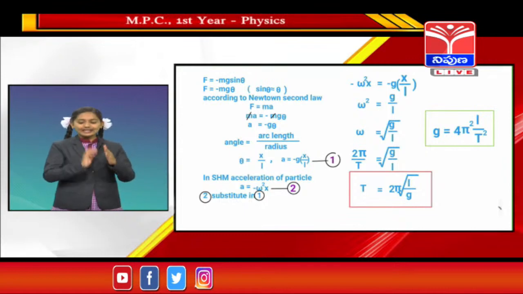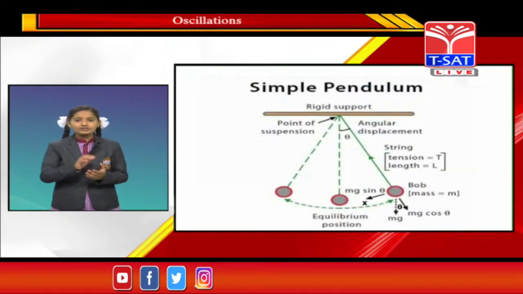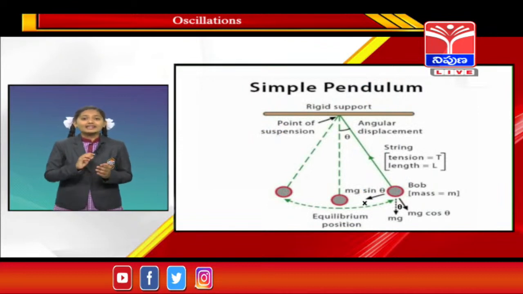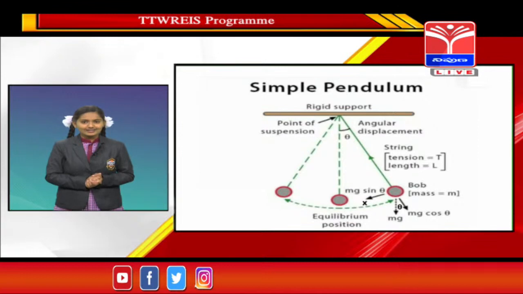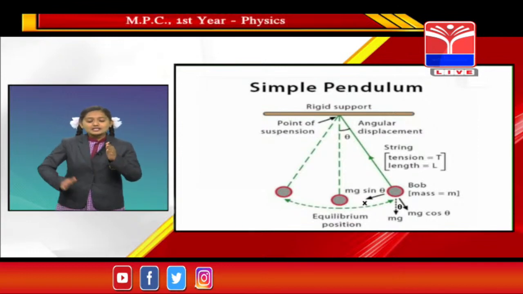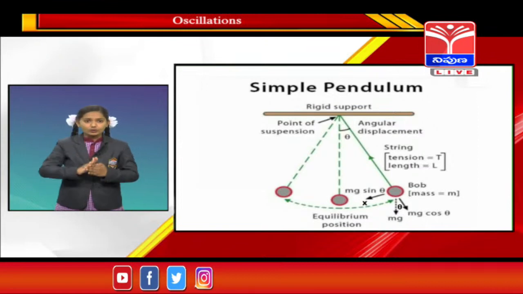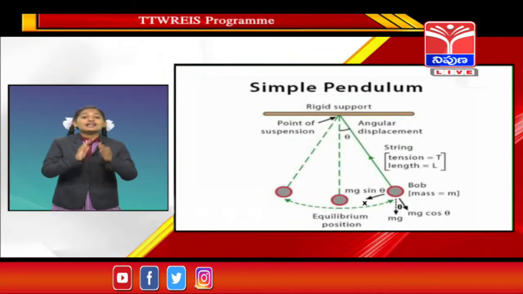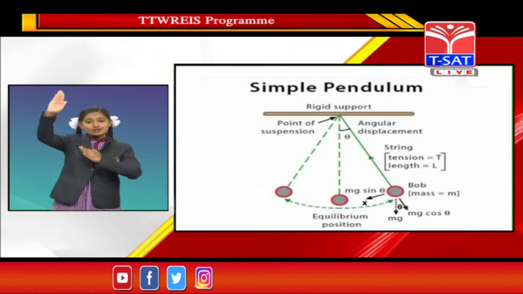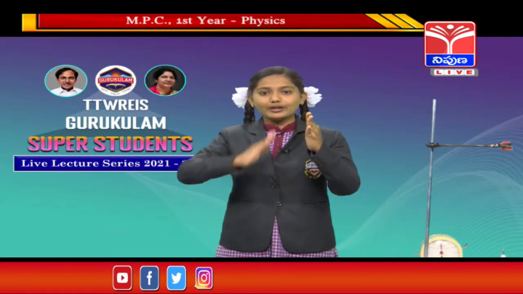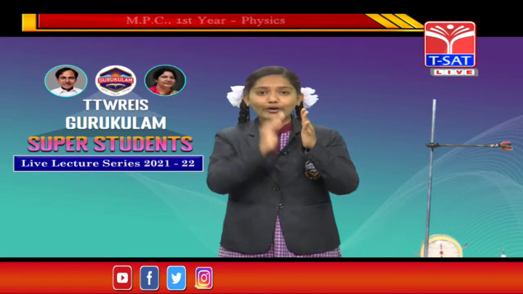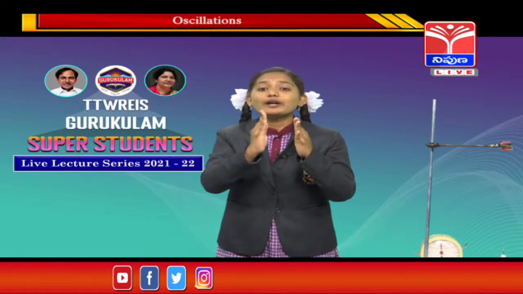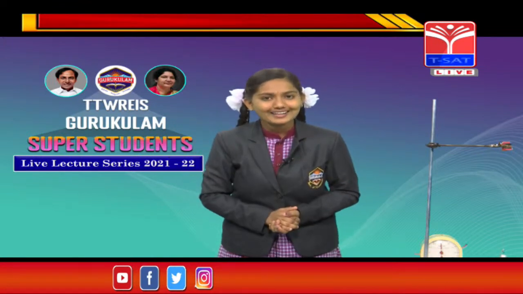Theta means angle, where the angle is equal to arc length by radius of the circle. The arc length is the distance between the mean and extreme position, which we assume as the x value. Next, when we draw a circle from the extreme points, the length of the pendulum becomes the radius of the circle.